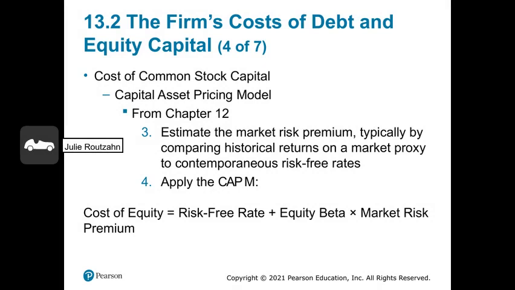So using this capital asset pricing model, we come up with this pretty basic formula. The cost of equity is equal to the risk-free rate plus the equity beta times the market risk premium. So this is in parentheses. You have to do the beta times the market risk premium first, then add it to the risk-free rate.